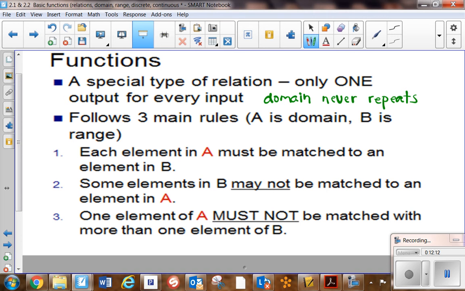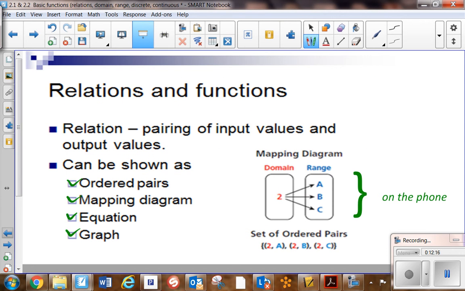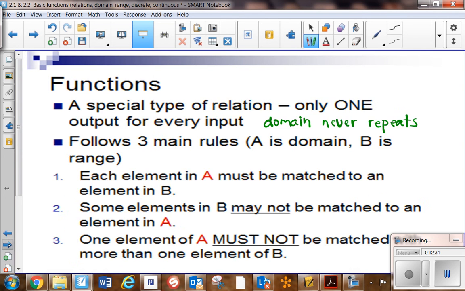Well, right there, that cinches it right there why this thing's not a function. Because when I listed them out, 2a, 2b, 2c, look, my domain repeated 3 times. So that's why that was not a function. It's still a relation, it's still a pairing, but it's not a function. Okay?